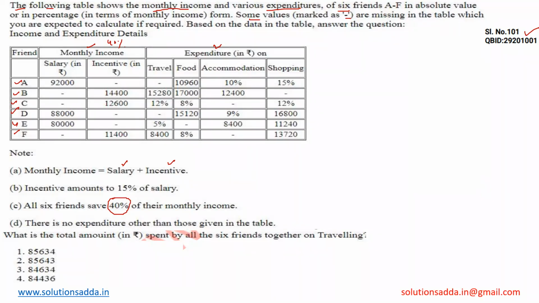Next statement says that there is no expenditure other than those given in the table. Here a total of 4 expenditures are shown: travel, food, accommodation, shopping. So let's find the missing values in the table.